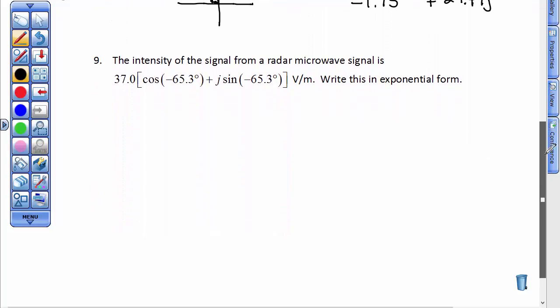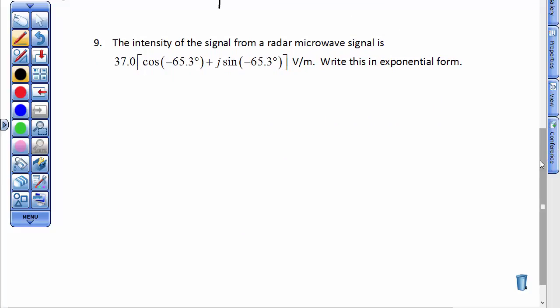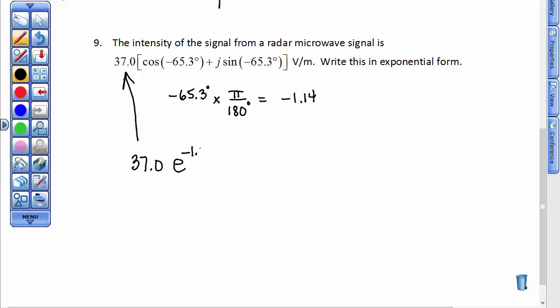Finally, the intensity of a signal from a radar microwave signal is given as follows in volts per meter. Write this in exponential form. So what I want to do is I want to take that negative 65.3 degrees and I want to convert it to radians. So I could just leave it as a negative number and multiply it by pi over 180. And I would get a negative 1.14. Remember, that's rads. In exponential form, I just take the r value, 37.0, and then e to the negative 1.14j power.